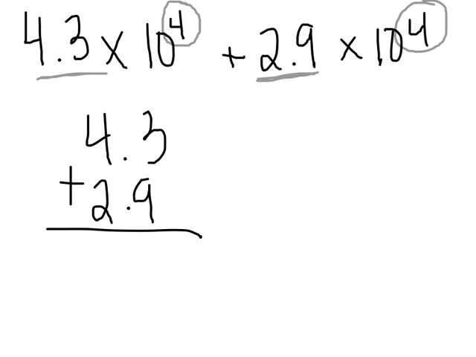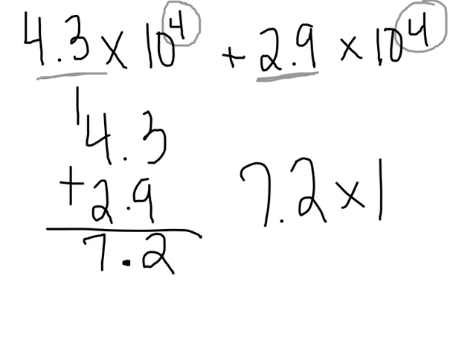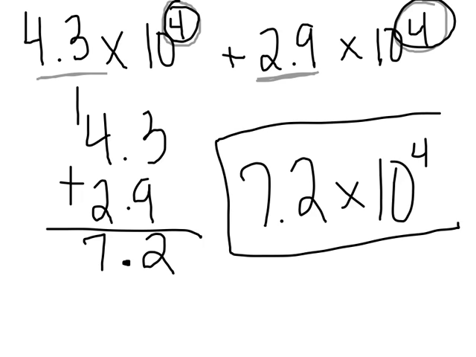9 plus 3 is 12, so I'm going to put the 2 down, carry my 1. 4 plus 3 is 7. So I have a new coefficient of 7.2 times 10 to the, and then we're going to keep the exponent, 10 to the fourth. So again, my exponents are the same. All I did was add my coefficients. Let's look at one where the exponent is not the same.